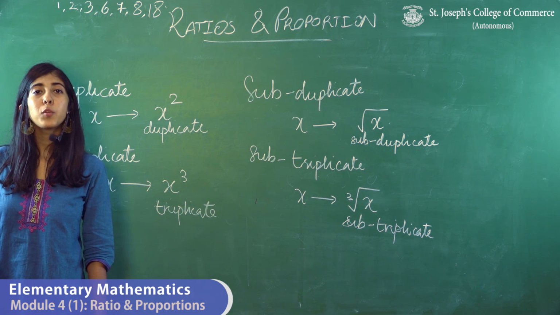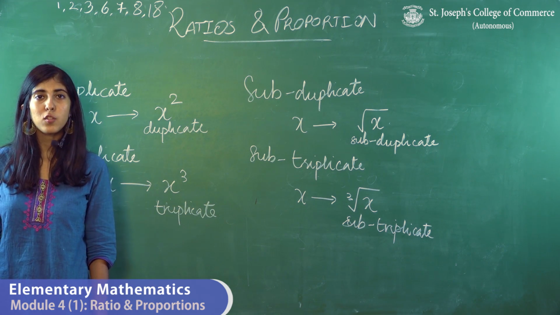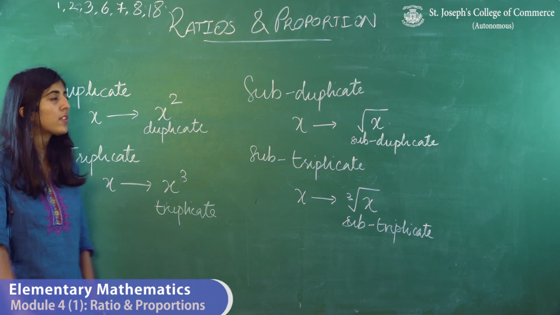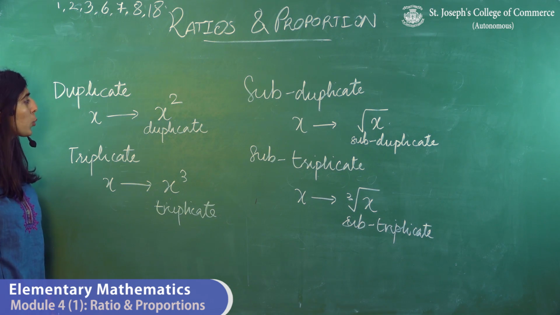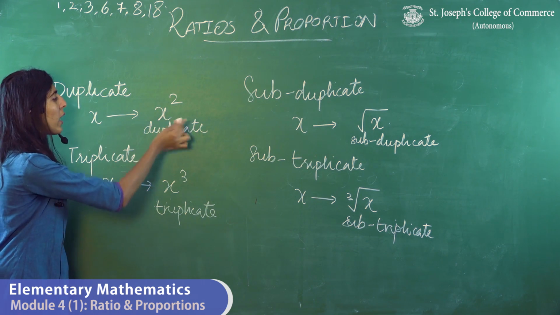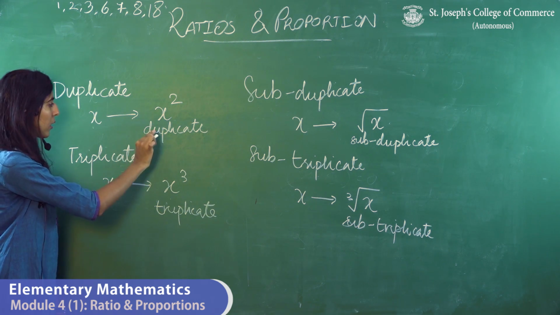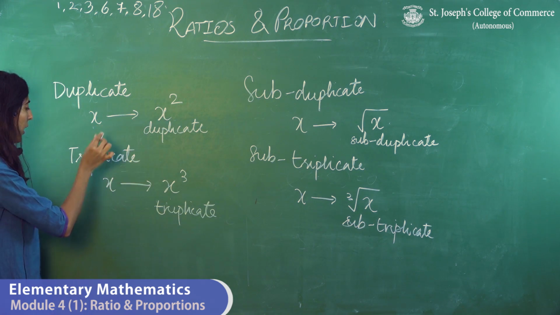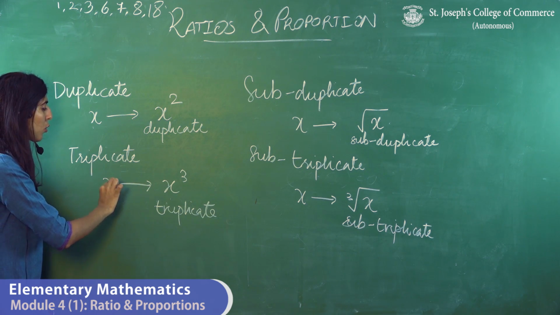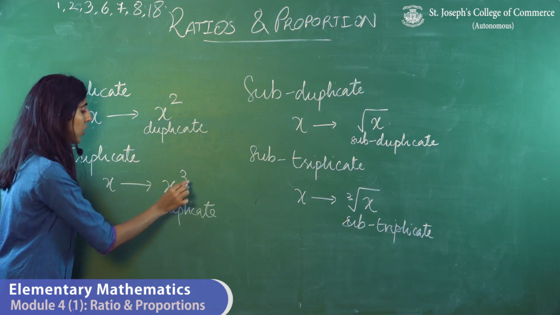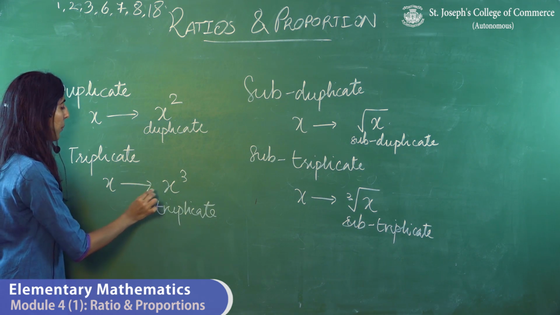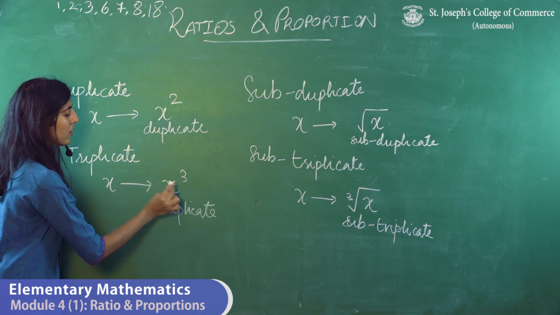We're going to understand a few other terms before starting to solve ratio and proportions. The first term is called a duplicate. A duplicate of any term is the square of that term. So if x is that term and I ask you to find the duplicate of it, you square it. Triplicate: if I ask you to find the triplicate of a term, you cube the term. So the triplicate of x will be x cubed.